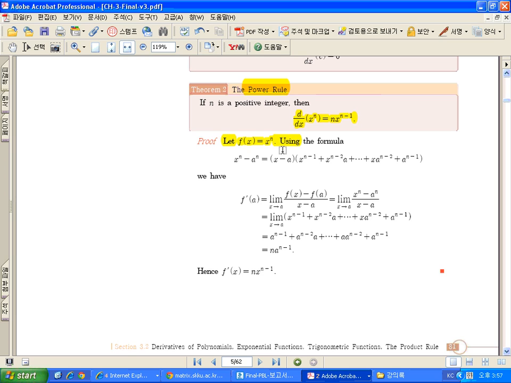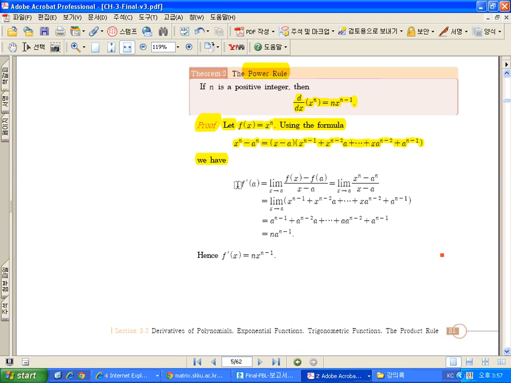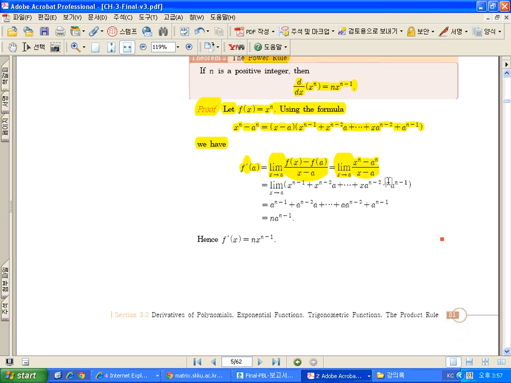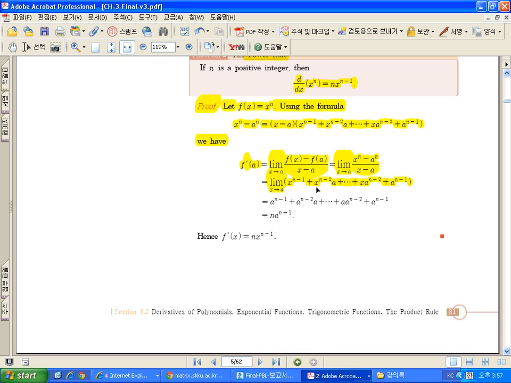Let f of x be x to the n. Then using the formula x to the n minus a to the n, we factor out x minus a. You know this from factoring. You must know all this, so we just use this simple fact. f prime of a can be written in this way from the definition. Then use this equation to rewrite it, because this x minus a can be cancelled out. So what's left is this.